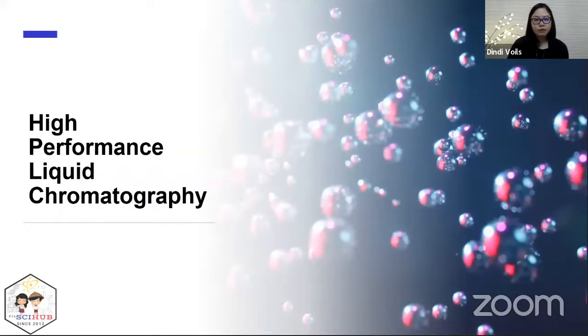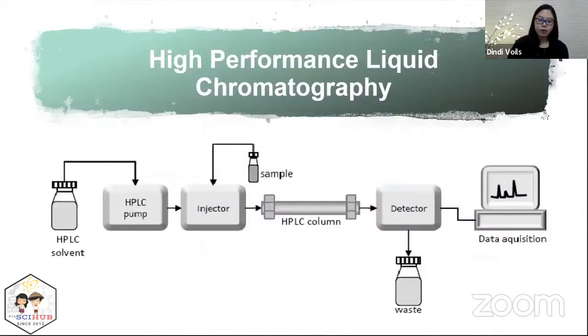Let's move on to high performance liquid chromatography, or HPLC. So the concept is similar to GC, except that the mobile phase is a liquid, and you use a very thin column. It's normally packed in a very thin column, the stationary phase that is, and because of that, you need to operate the HPLC at higher pressure.